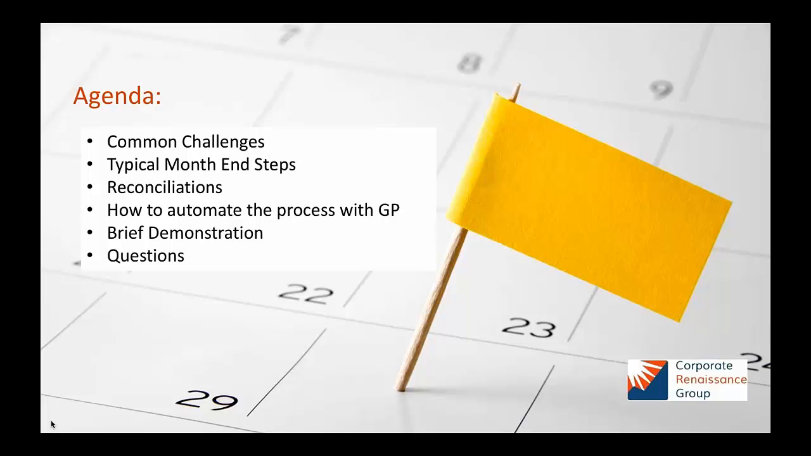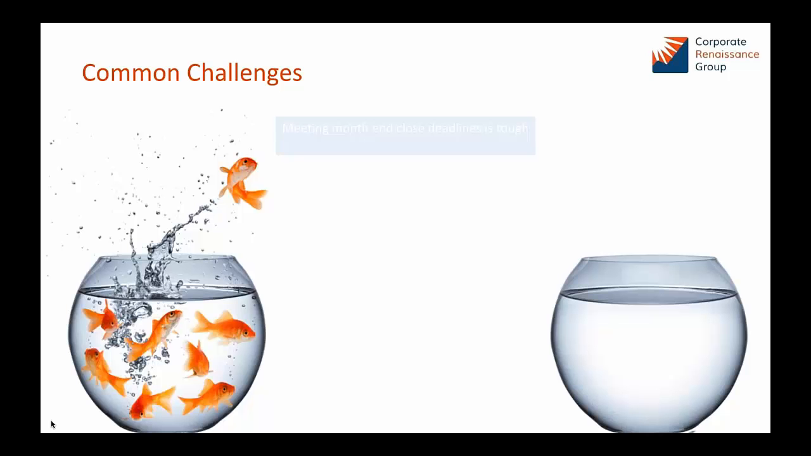In terms of agenda today, what I'd like to do is talk about some common challenges, the typical month-end steps that we see, a little bit here about the importance of reconciliation, and then I think the bulk of this is how to automate this process with the features that are in GP, and we'll do, as I said, a brief demonstration and then take any questions. So let's kick this off and get started.